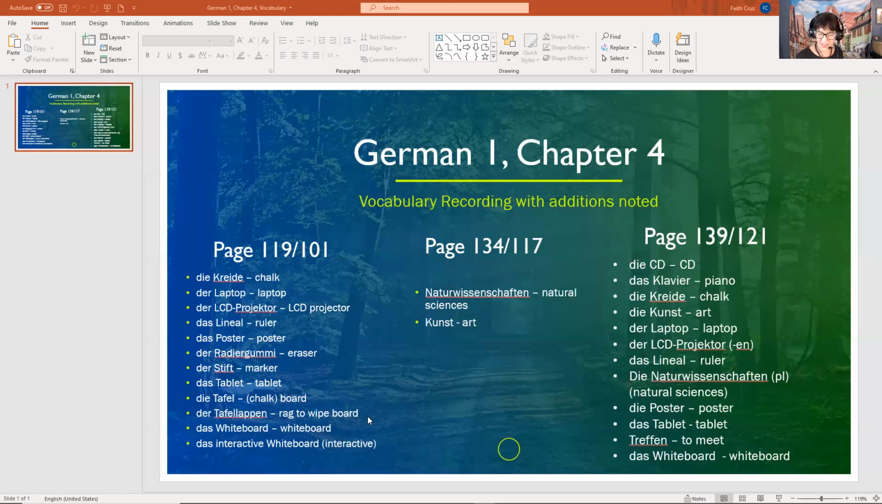Schultasche, schwer, Sport, Stift, stimmen. So again, that ST, like in Stift and stimmen, sounds like an SH in it. And then das stimmt means, that's right. Das stimmt. And Stuhl, Stundenplan, Tablett, Tisch, treffen, warten, Whiteboard, it's borrowed in, and wie viele. So that's your vocabulary for this chapter.